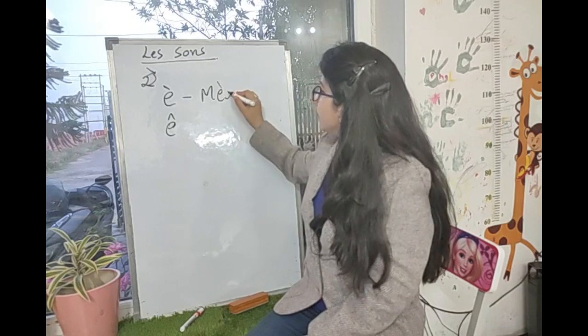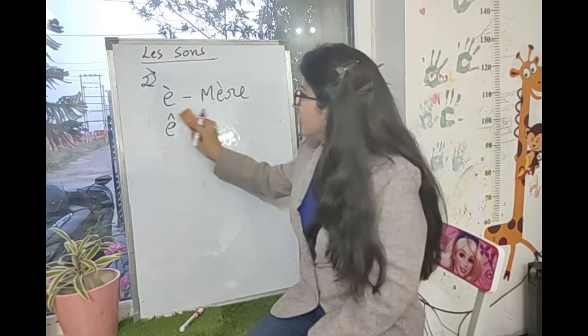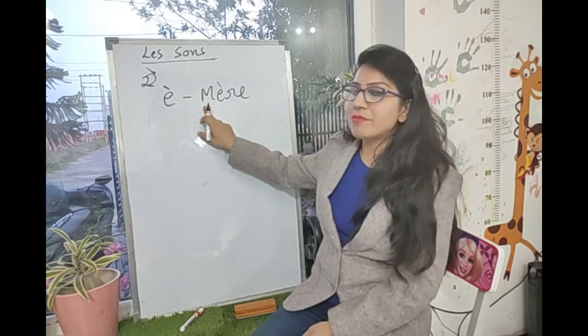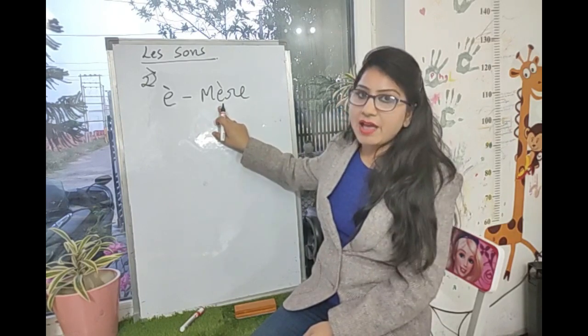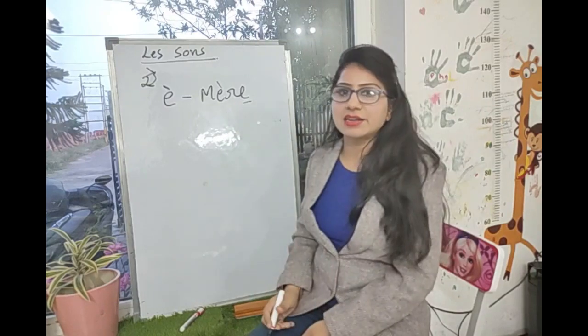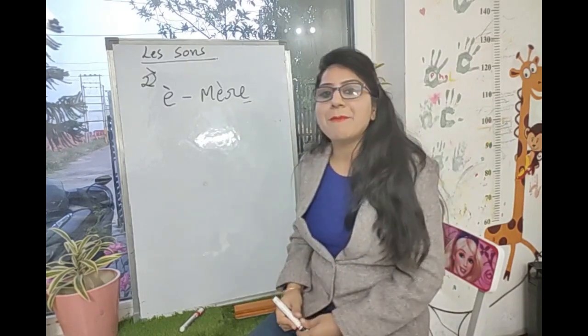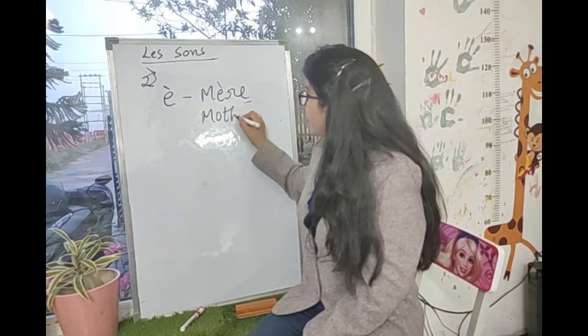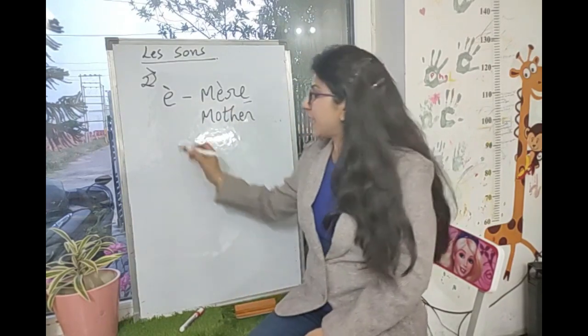So par exemple, this is mère. M is m. This is a, R is h little bit, and E is a silent letter. Okay, it is mère. Mère means mother. One more example.